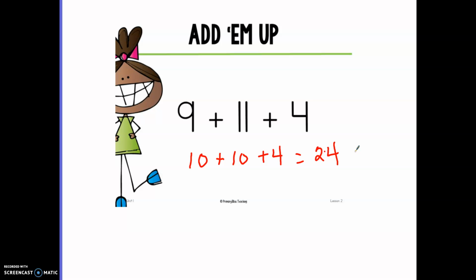Now, I made 2 10s. So those 2 10s could be a 20. So if I took a 1 away from the 11 and gave it to that 9 to be a 10, well, that must mean 9 plus 11 is 20. So I could make a 20, add my 4, and again, get 24.